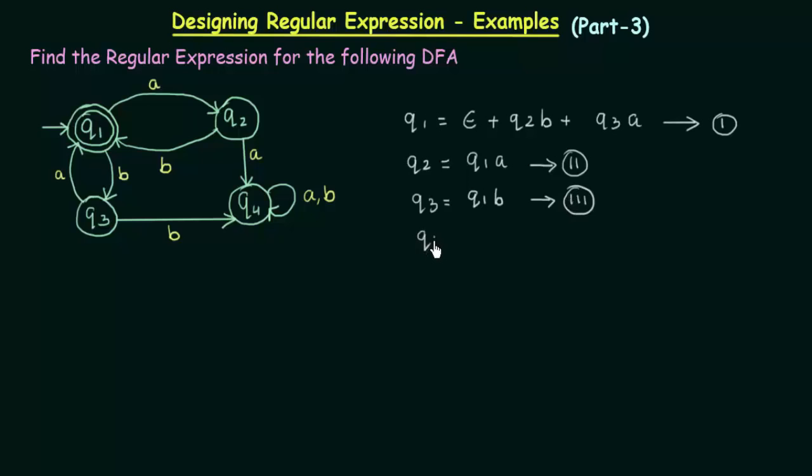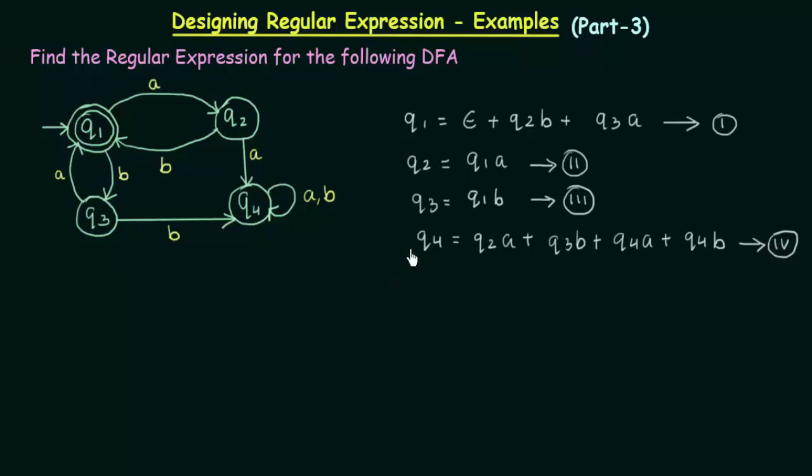And let's do the same thing for Q4. In Q4 we see that there are incoming transitions from Q2, Q3 and also from Q4. Let me first write the one for Q2: Q2A plus, from Q3 it is coming with input B, Q3B, and from Q4 it is coming with both input A and B. So we write Q4A plus Q4B. This is equation number 4.